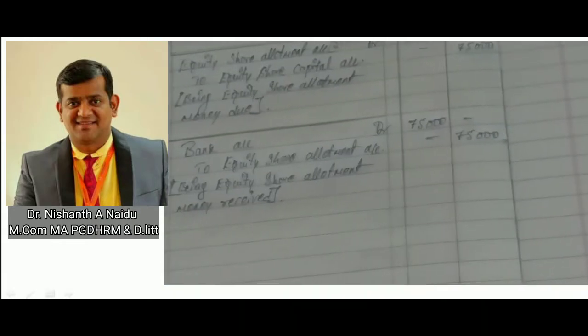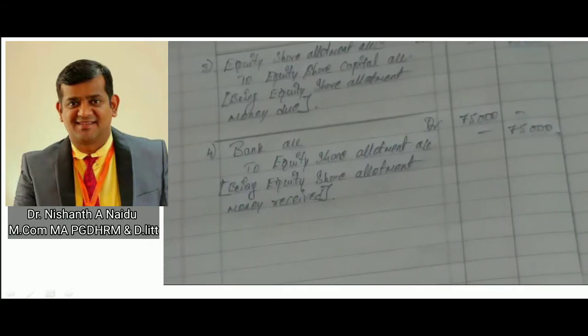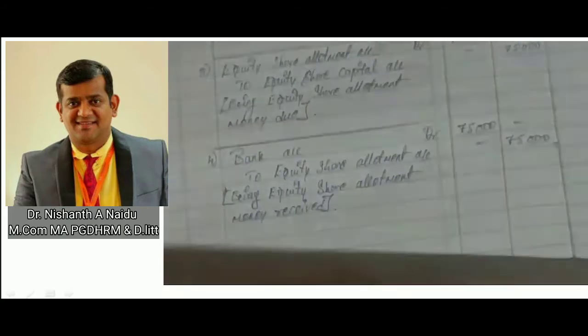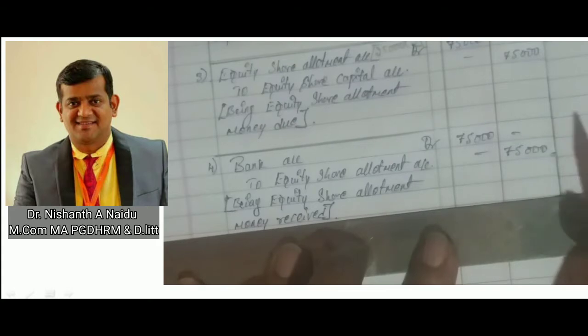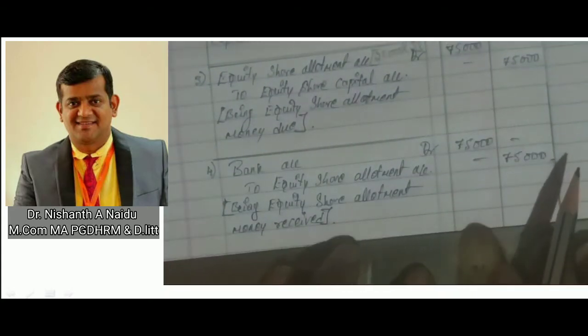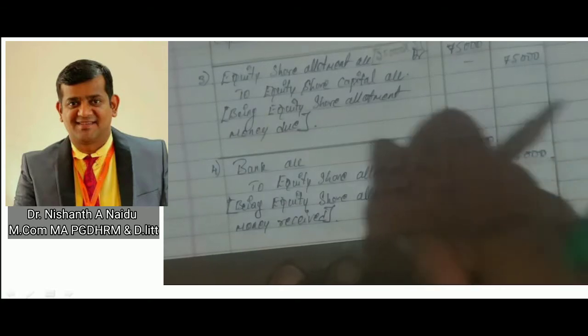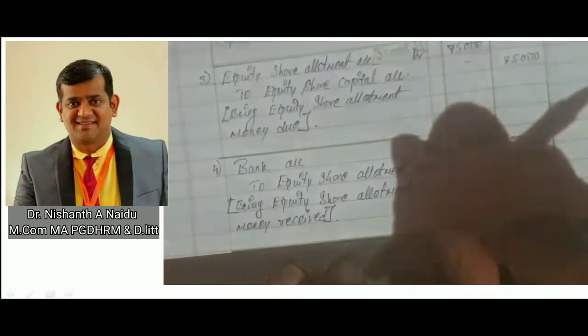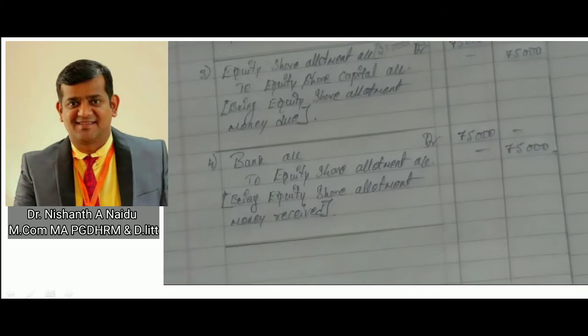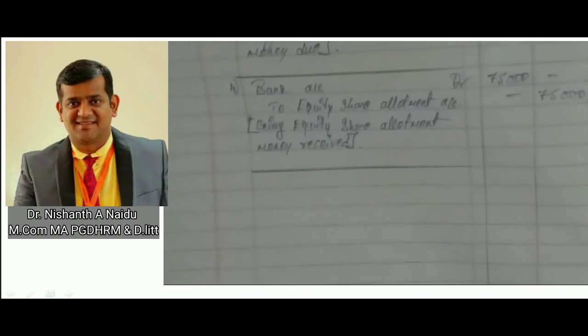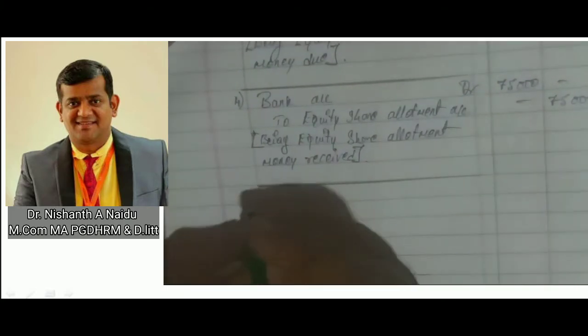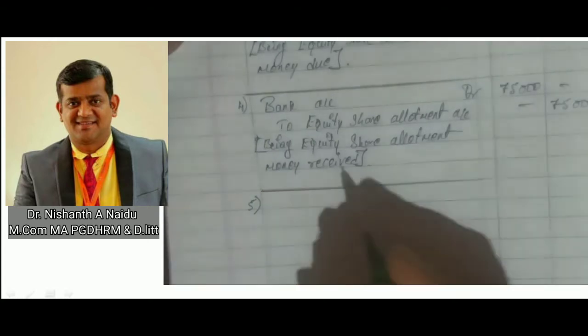Correct. So now I'm closing the table by leaving one line space. Next, I'm moving on to the fifth entry. The fifth entry is going to be a due entry.